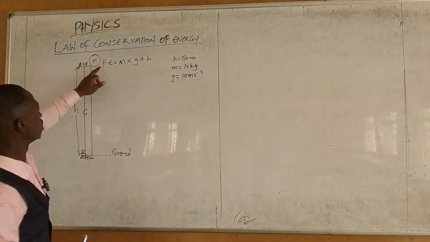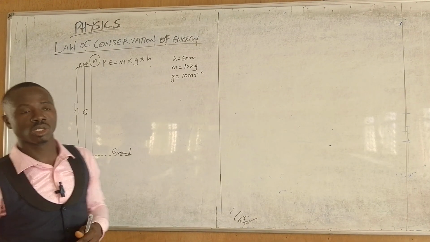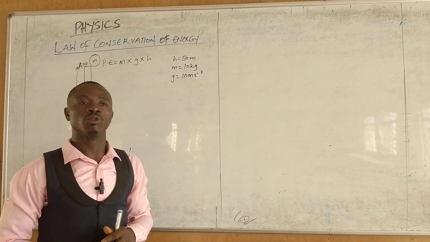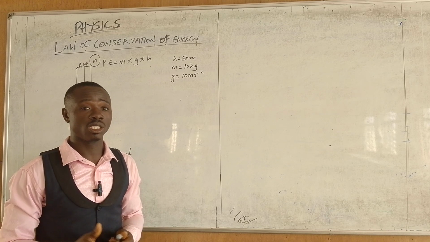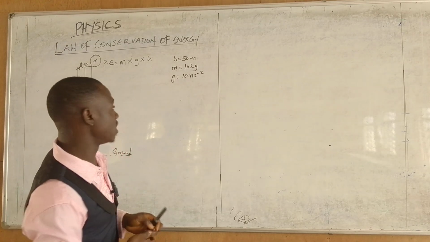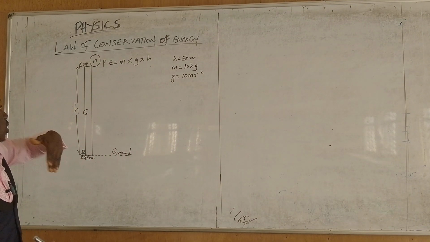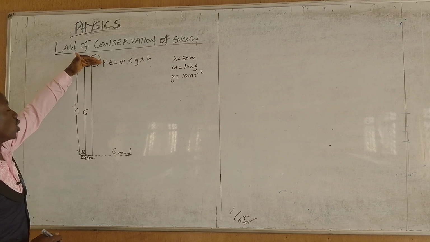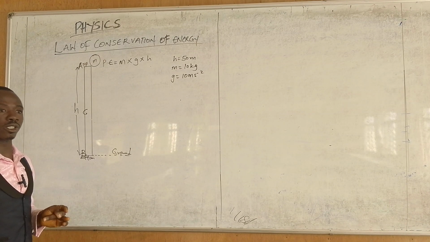So the only energy this body has here is potential. Potential is just one of the mechanical energies that we have. You know, mechanical energy is subdivided into two. We have the potential energy and the kinetic energy. So it's only potential that is being possessed here, because it has the ability to do work if it should fall on anything on the ground or on the floor.